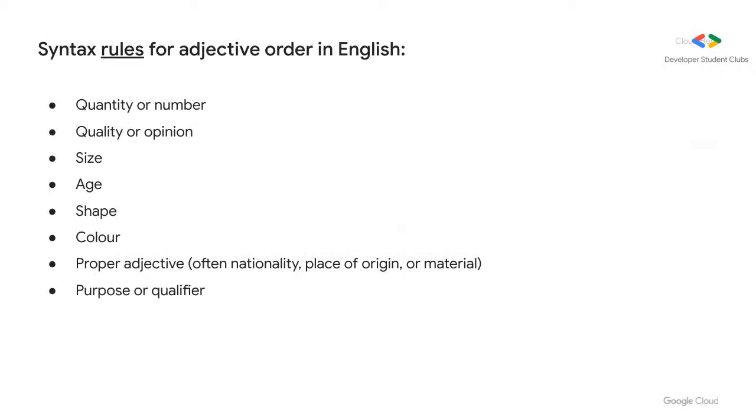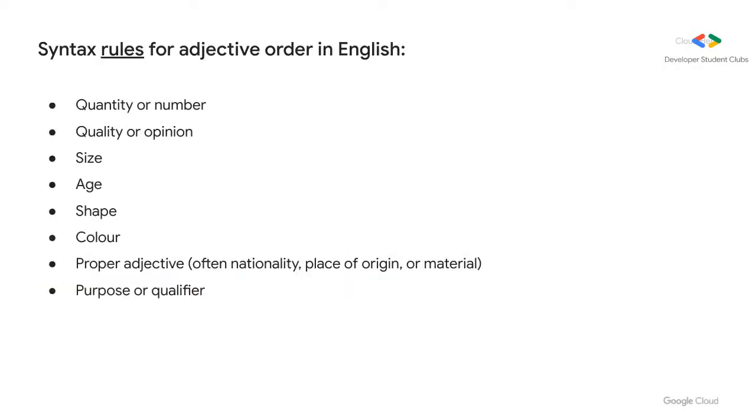So the reason why it's the quick brown fox is because we have syntax rules for adjective order in English. With multiple adjectives, they need to be in order like quantity, quality, size, age, shape, color, proper adjective, and purpose or qualifier. How many of you know these rules? So actually, all of you know these kinds of rules implicitly, even if you can't explain them. So the question is, how did you learn these rules?